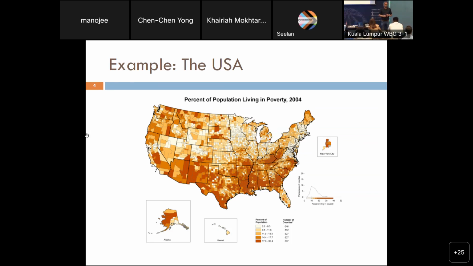But does Malaysia have a poverty map? That's a good question. You may be able to answer the question better than I can. I'd be keen to know. Yeah, if you're in Malaysia.